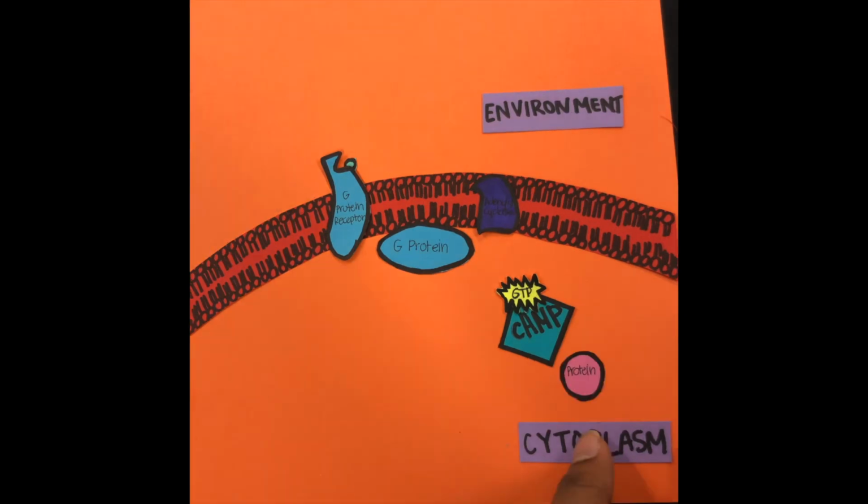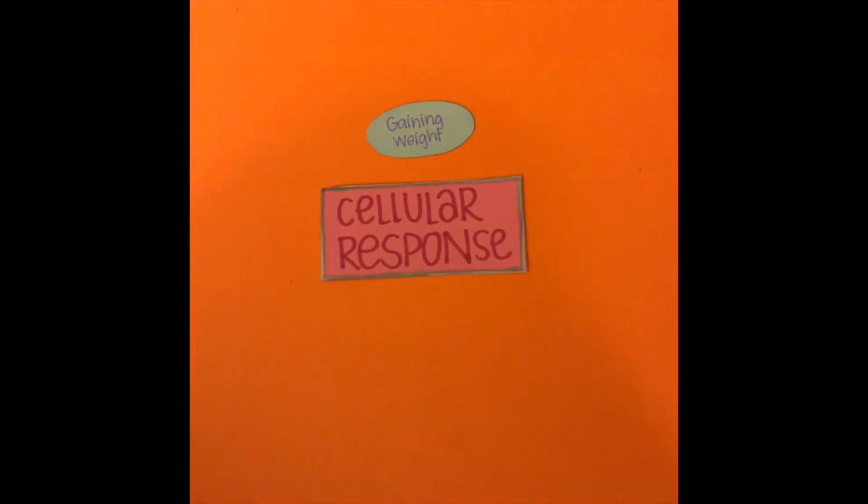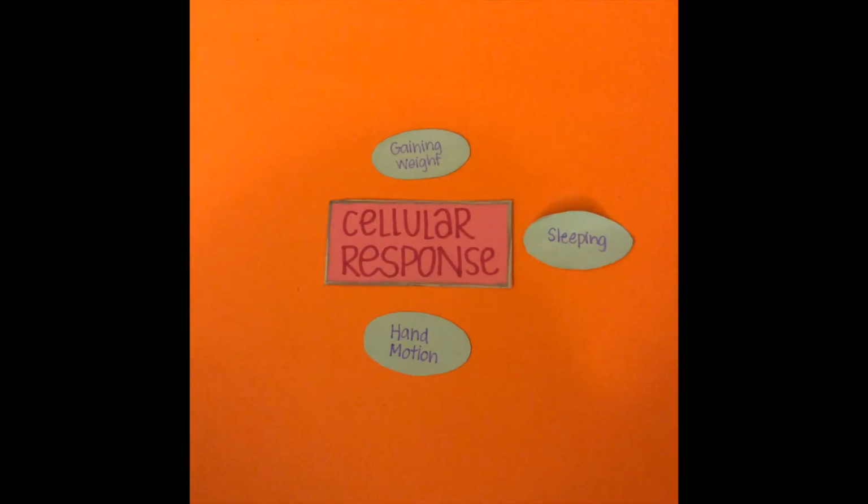Adenylyl cyclase produces cAMP through ATP. cAMP then activates a protein through phosphorylation, forming a cascade by activating other proteins. Cellular response is the ultimate result in which the cell performs the action that the signal recommended.